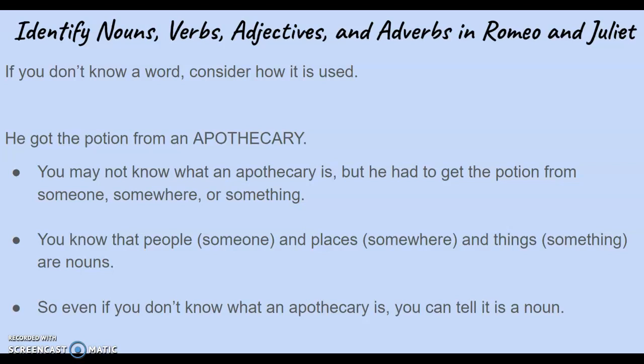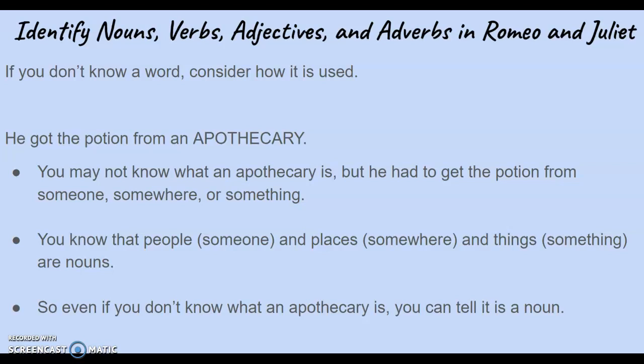So I know that's a lot of words to explain what I'm saying, but I hope you get what I'm saying. Like, you can reason this out. You don't have to know what an apothecary is, for example, to know that it's a noun, because he got a potion from an apothecary, and you can only get a potion from a person or a place or a thing. So it's got to be a noun.